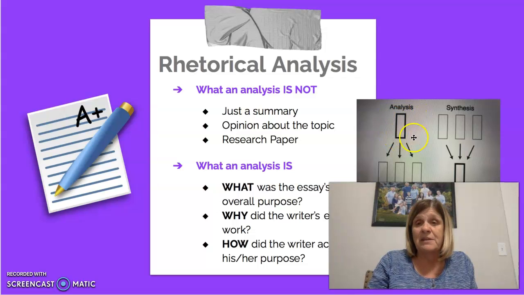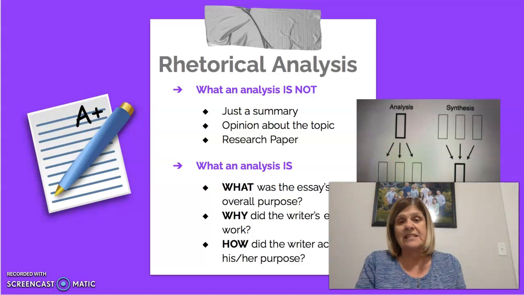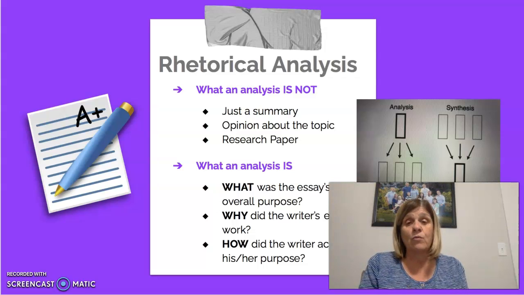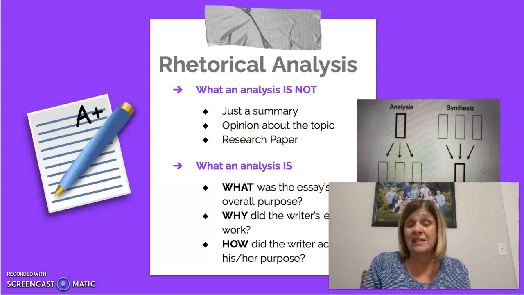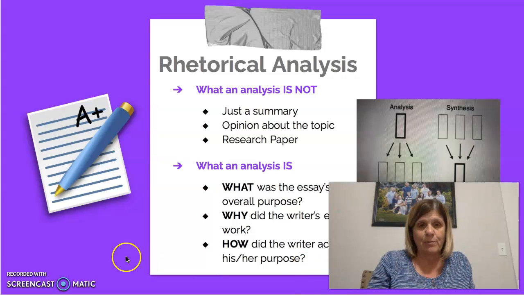An analysis means you start with one paper and you look at it multiple ways, even though this is your one paper. Remember, an analysis is covering what the writer's overall purpose is, why the writer's essay worked. Most of these should work because they are great essays. And how did the writer go about achieving his or her purpose?